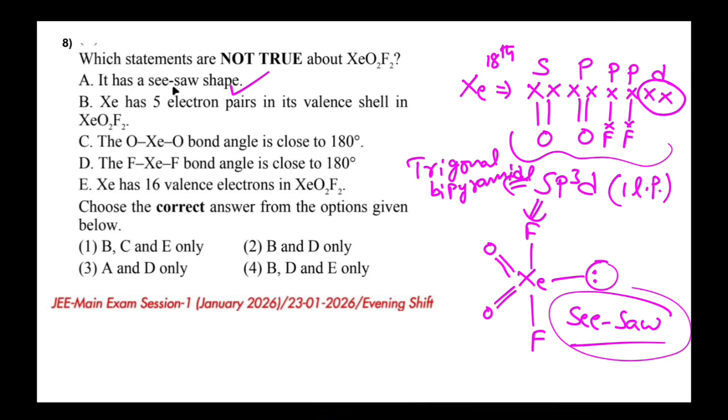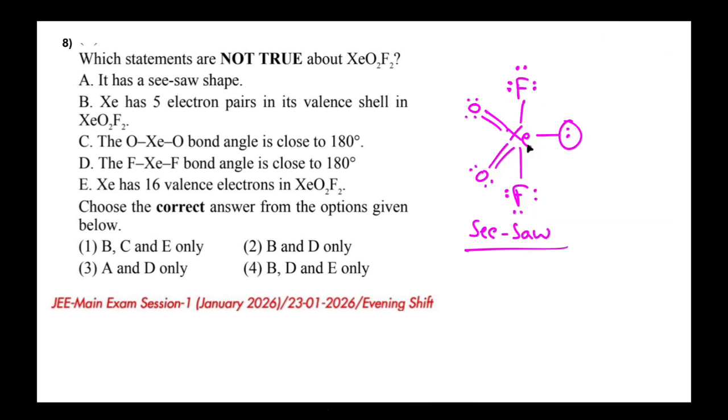So A is the correct representation. In this seesaw arrangement, xenon is surrounded by 1, 2, 3, 4, 5, 6, 7 electron pairs in the valence shell, but they have given 5. So B is wrong. Then C is the OXeO bond angle.